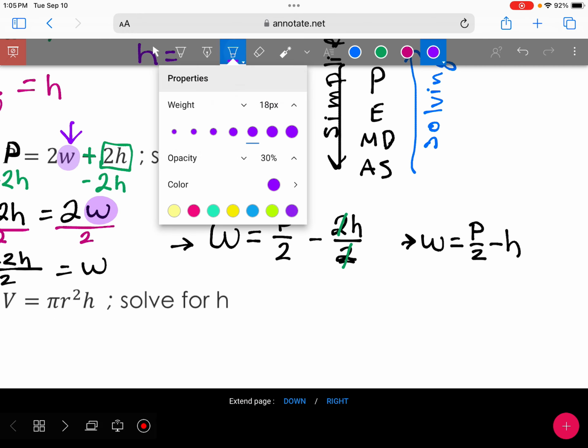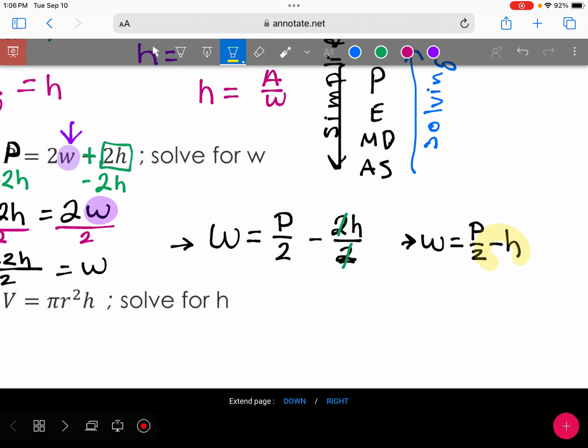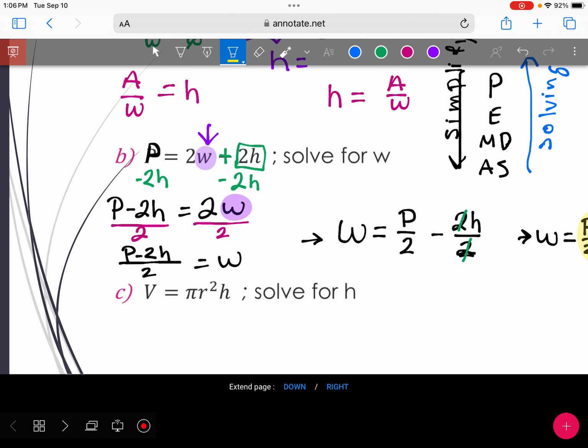I'm going to pull back one of those words we've used a hot minute. This expression is equivalent to this expression. They mean the same thing. No matter what h is, no matter what p is, those two expressions mean the same thing.